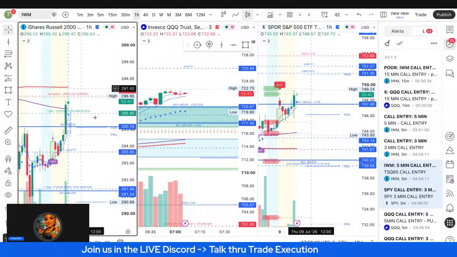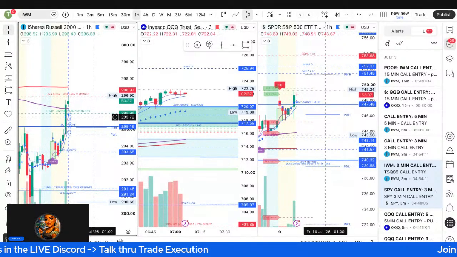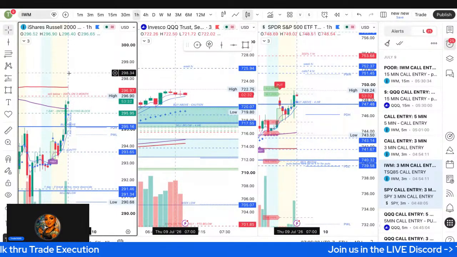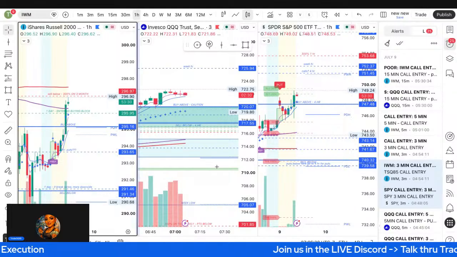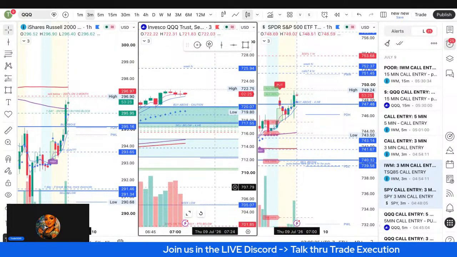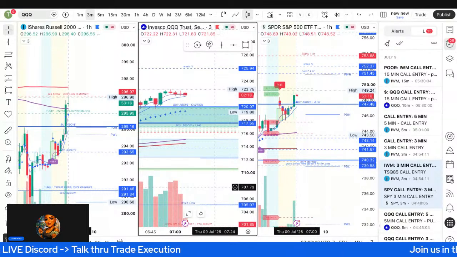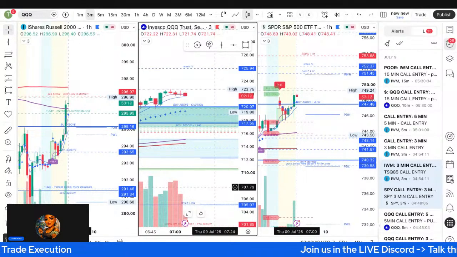They say the month of July tends to be pretty bullish. We tend to end strong. So let me go ahead and delete this so you can see what's happening with the wick. I'm just going to journal a little bit.